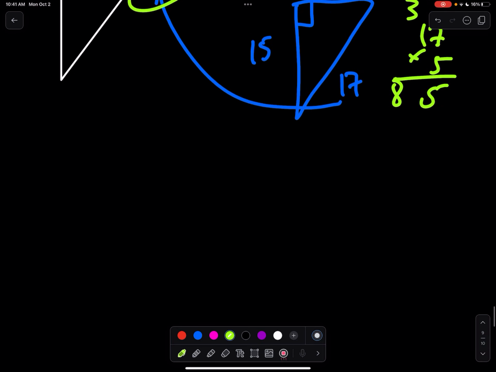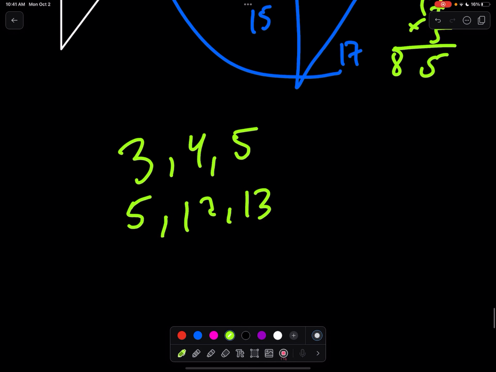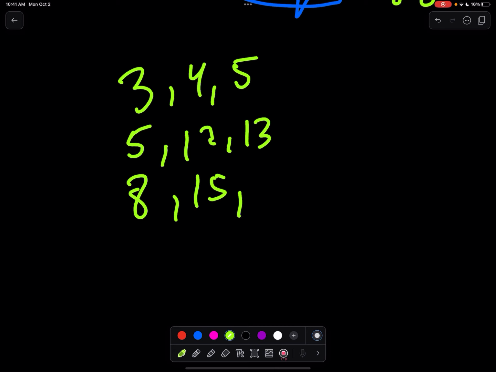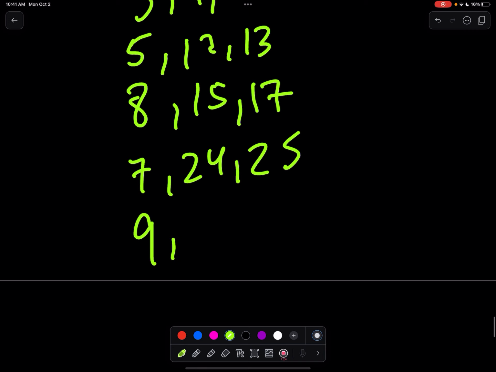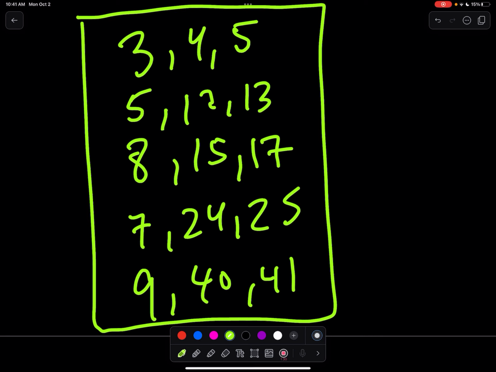I don't think we have any more. Let's just rattle these off again. 3, 4, 5. Practice writing these over and over again. 5, 12, 13, 8, 15, 17. Drop off to 10. So 7, 24, 25. And a bonus one, 9, 40, and 41. So here's some triples you should have committed to memory. They will save you time throughout your life.